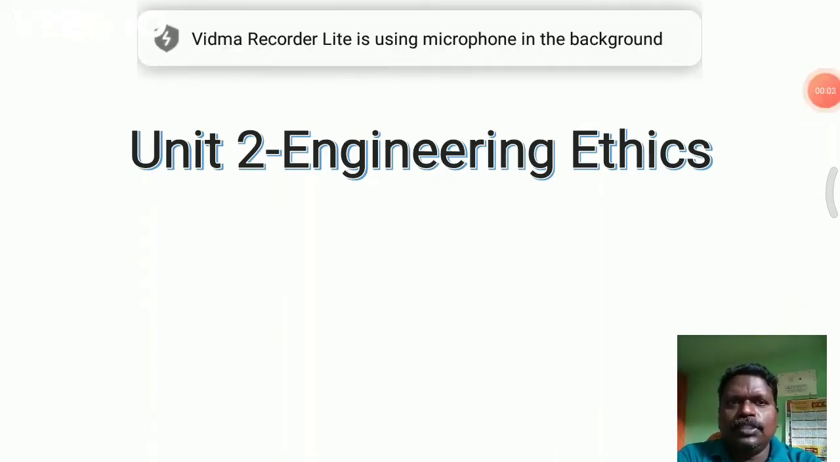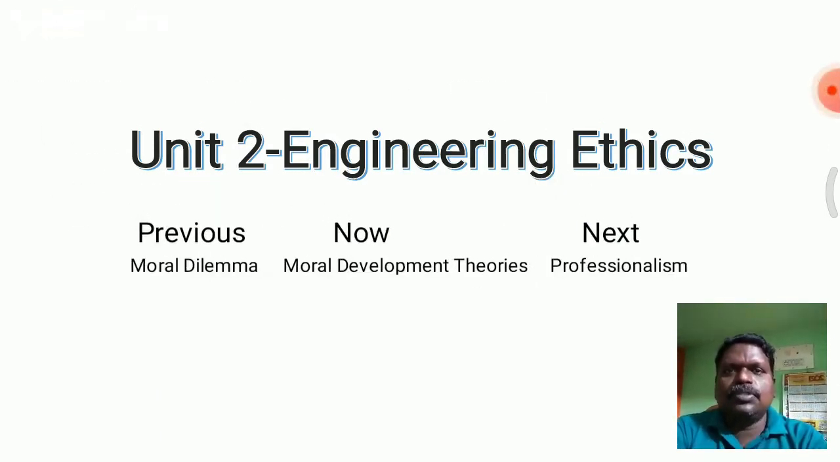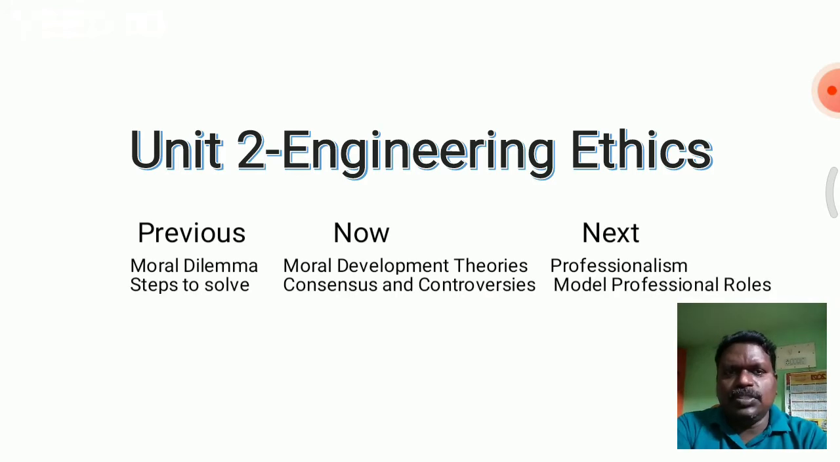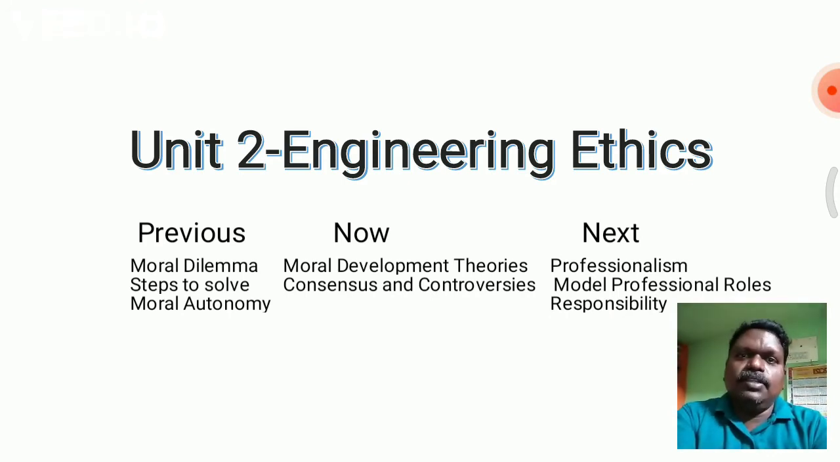So, welcome to the third session of engineering ethics students. In this session, we are going to see moral development theories and then consensus and controversies. Whereas in the previous session, we just understood what is moral dilemma and steps to solve the moral dilemma, that is moral issues. In connection with that, then moral autonomy, the importance of moral autonomy in getting the solution for moral dilemma. So in the next session we are going to see about professionalism, model professional roles, and then responsibilities students. So let's go into the session.